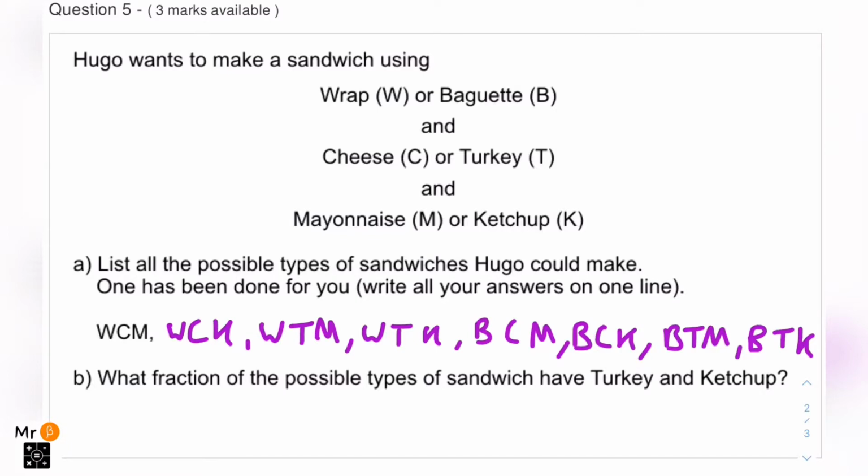Then it says, what fraction of the possible types have turkey and ketchup? Well, let's highlight the ones with turkey and ketchup. So we've got the wrap with turkey and ketchup, and then the baguette with turkey and ketchup. So there's a total of 2 out of 8, or 1/4.